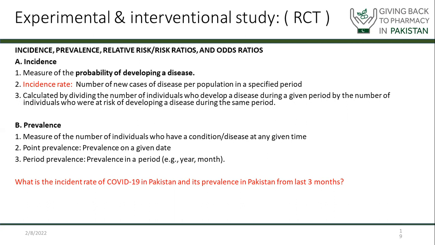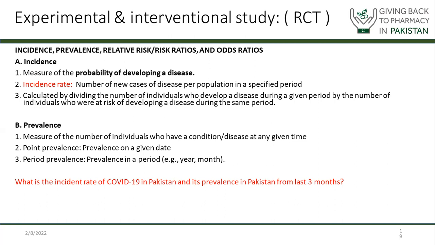Then we will have to divide it by the population. Then we will get the rate of incidence. What is the rate of incidence? The same goes for prevalence. Prevalence is telling you what is actually there right now, at this time. What is the number? It is the measure of the number of individuals who have a condition at any given time.